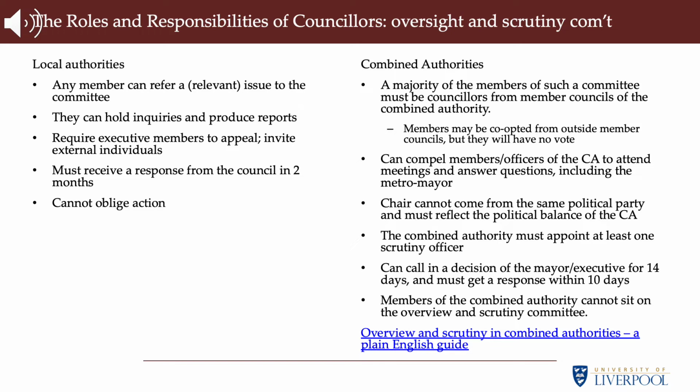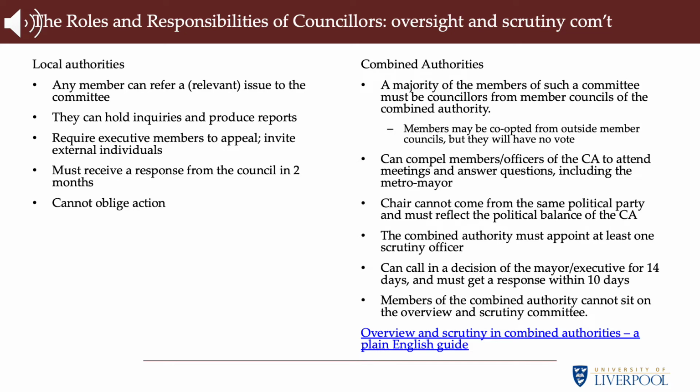Overview and scrutiny reports must receive a response from the council executive within 2 months. Overview and scrutiny committees cannot oblige either the executive, the council, or external bodies to act upon their findings, and each authority must appoint at least one scrutiny officer. The scrutiny officer does not have to be a dedicated post and can be combined with other responsibilities.